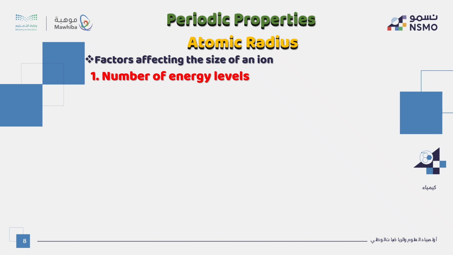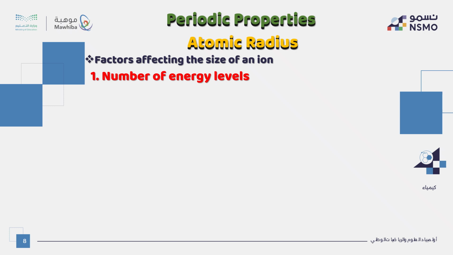The more principal energy levels occupied by electrons in an ion, the larger the ionic size. For example, the size of a positive ion increases from top to bottom. This is because additional energy levels are added as we move down the group.